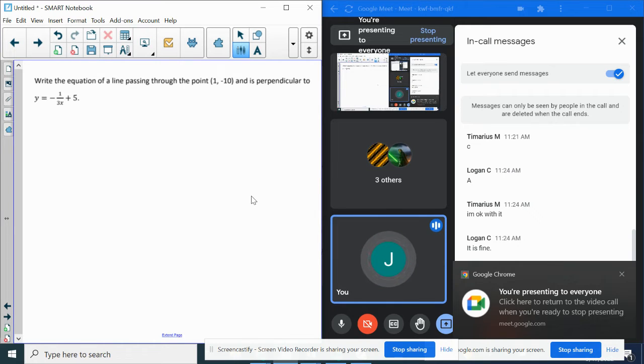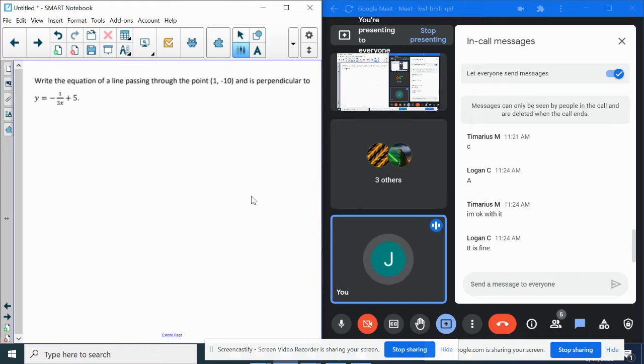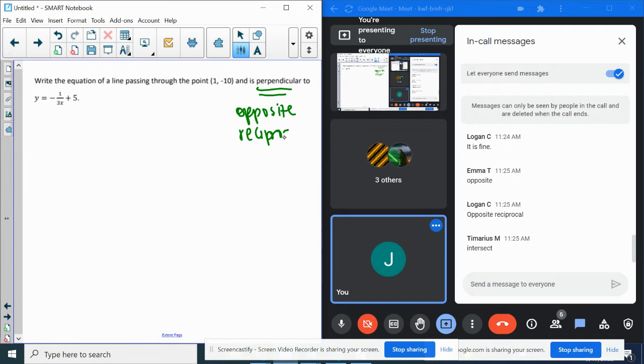All right, so write the equation of a line passing through the point 1, negative 10 that is perpendicular to the given equation. So as we've discussed before, what do we know about perpendicular lines if we're writing equations? What should we be thinking about for perpendicular? Anybody remember? Yep, opposite and what else? They do opposite and reciprocal. Good. Reciprocal. And they do intersect at 90 degrees.